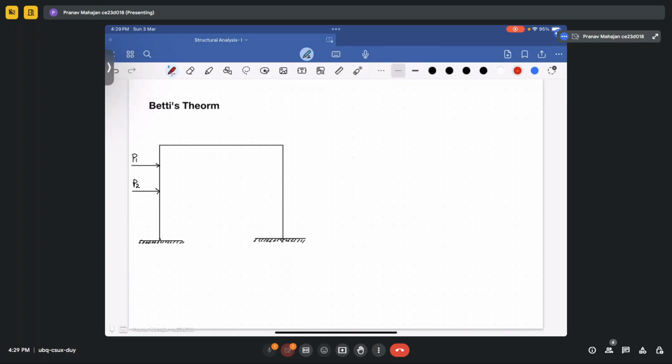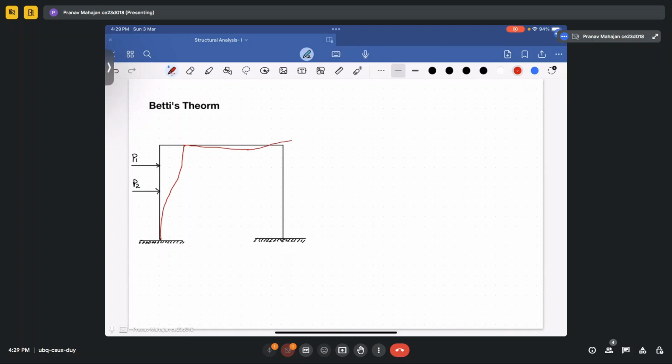Okay, and the deflected shape, how will it look? Since this is a fixed joint, the slope and deflection will be 0 and it will move like this. And since this is a rigid joint, you also need to visualize how you need to make the deflected shape. Then you can understand the concept in a better way. So this is the deflected shape.